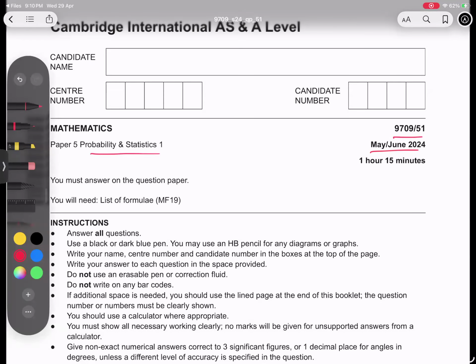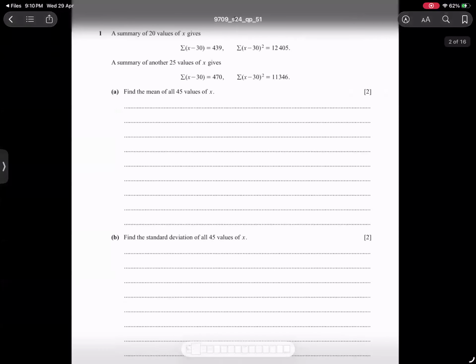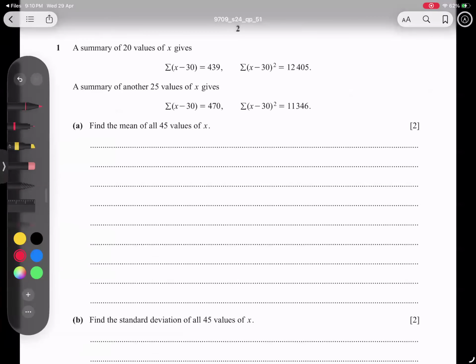Students, we have a paper, variant 51, and complete statistics paper we are going to start. So get ready. Question number 1, students, we have a summary of 20 values of x given. So sigma x minus 30 is this, and this is a square, and 25 values given here. So here 20 values sum, here 25 values. And he said mean of all 45 values. So if you remember the formula, we have this coding method, students, we're using.